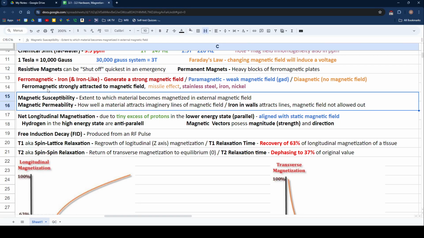Magnetic susceptibility is the extent to which a material becomes magnetized in the external magnetic field. Magnetic permeability is how well a material attracts the imaginary lines of the magnetic field. So there's iron in the walls which attract the lines. The magnetic field is not allowed out.